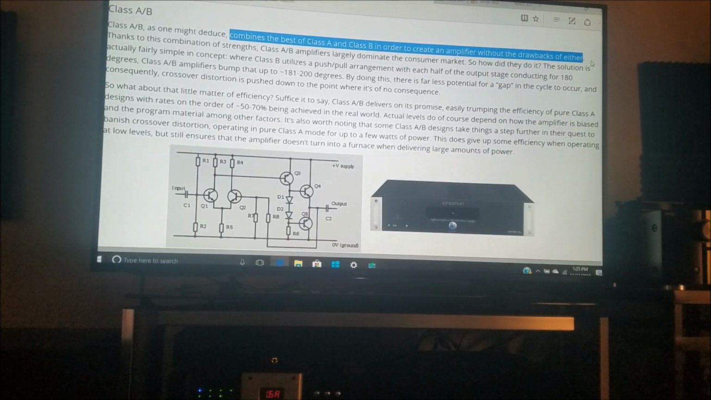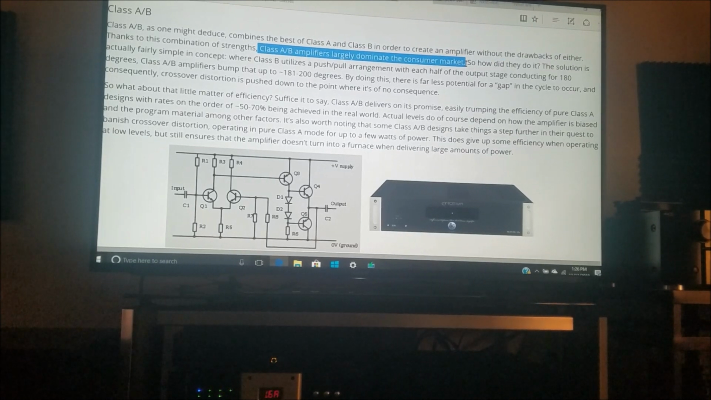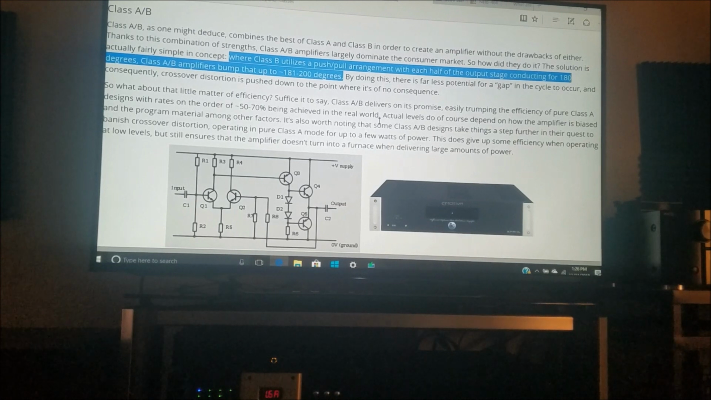So as you might think, one would put together a Class A and a B amplifier to create something a little bit more efficient and, well, more powerful. And that's exactly what we did. In fact, Class AB amps dominate the consumer market and are one of the most popular circuit topologies you'll find in the audio market today. But the main point here is that instead of a Class B, which is in a push-pull arrangement where half the output stage conducts for 180 degrees, a Class AB amp tries to take that number to about 180 to 200 degrees, where they're switching off of the waveform.